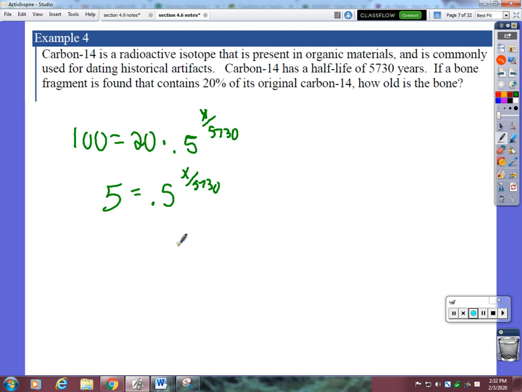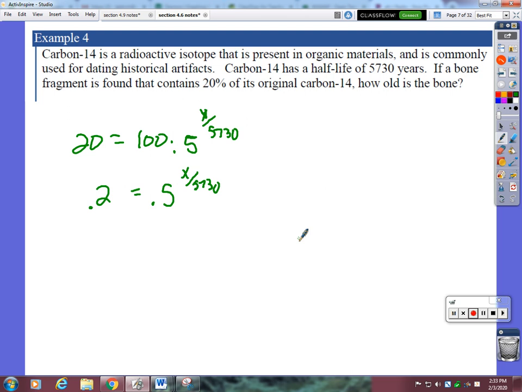Wait, but I think I did that backwards. Hold on, I did that backwards. We're starting with 100, and we only have 20 left. So that's why I'm confused. Apologies. So this is supposed to be a 0.2, but we started with 100, and now we only have 20 left. So I'm sorry, I got that backwards.